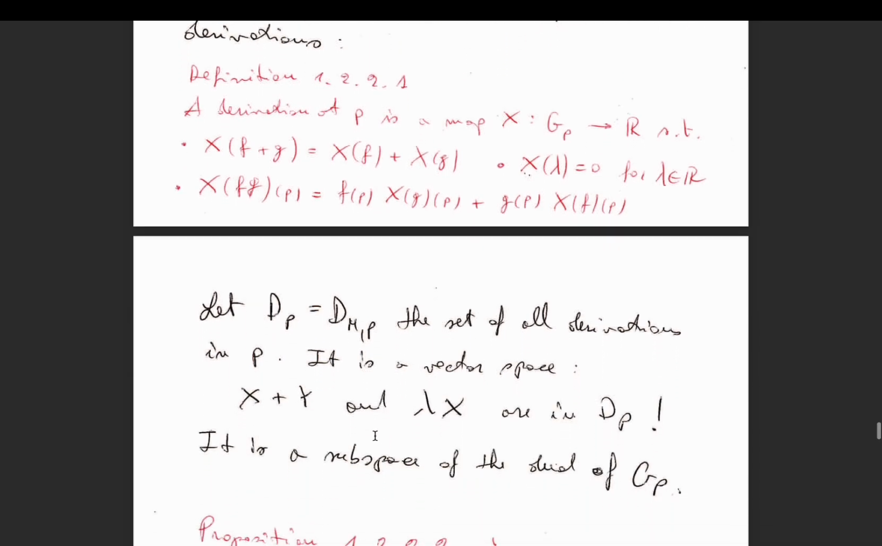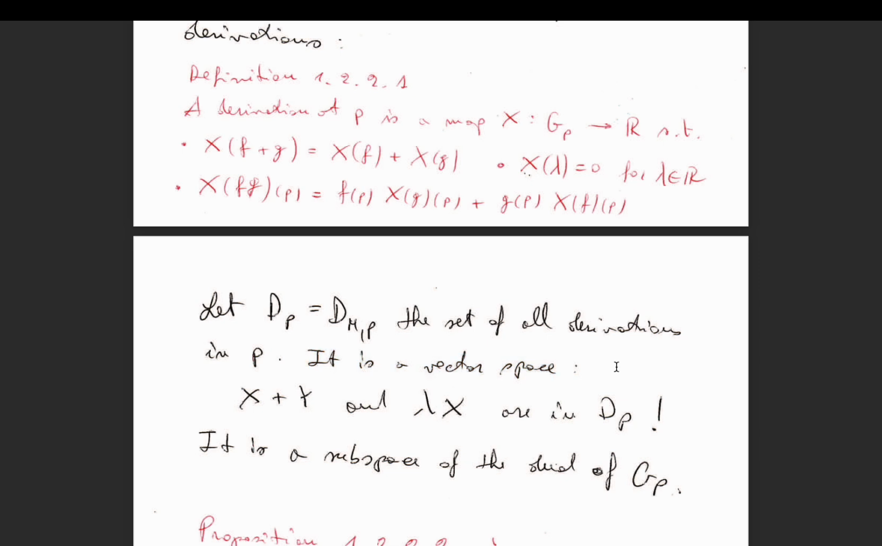But it's easy to see that a derivation is a linear function. So the space of all derivations is actually a subspace of the dual space of the germs of smooth functions at a given point P. It's a particular subspace, which satisfies the Leibniz rule. Each element satisfies the Leibniz rule. It is easy to see that the sum of two derivations is a derivation, and the multiplication by a scalar is also a derivation. So the space of derivations is a vector space.